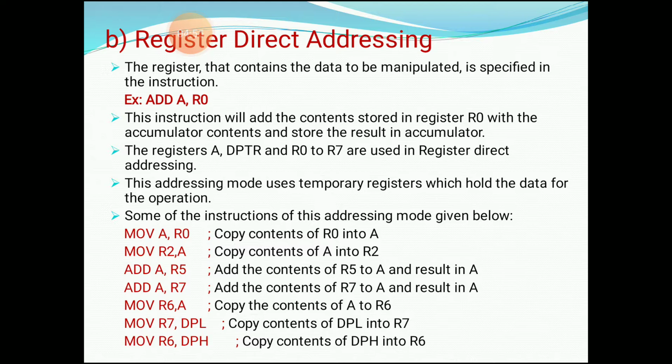In this addressing mode, the data transfer between Rn registers is not possible. That is, MOV R0, R1 and MOV R2, R3 are invalid instructions. One of the registers must be the accumulator or B register, and the other register is one of the R0 to R7 registers.